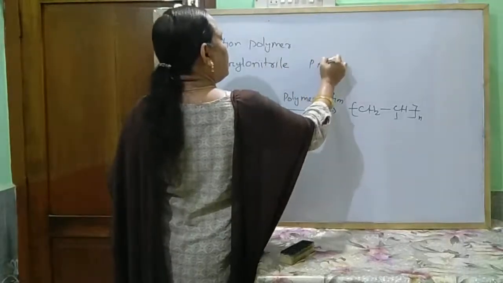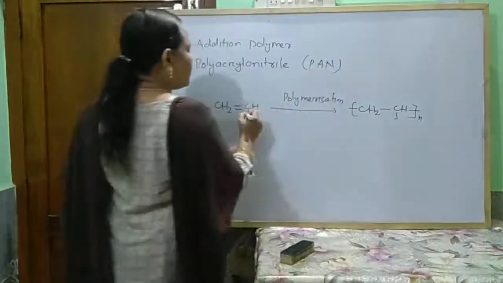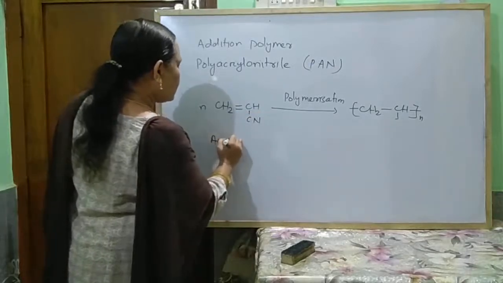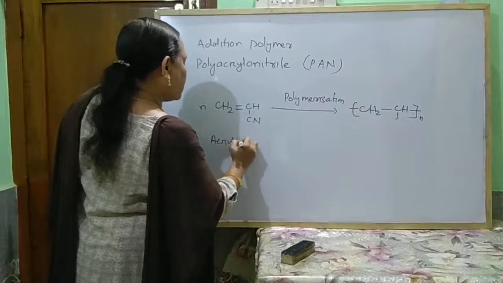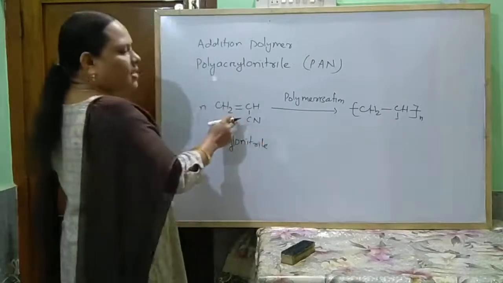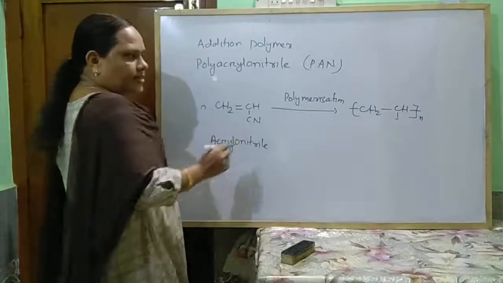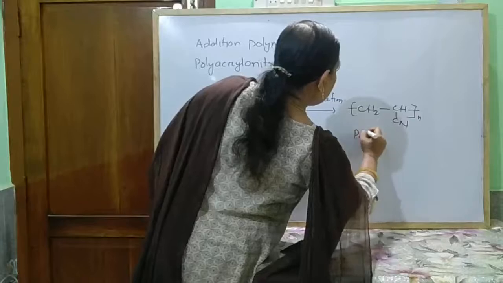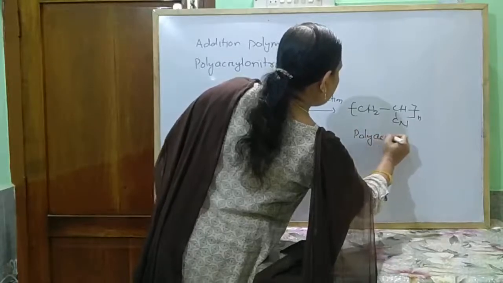Polyacrylonitrile, in short known as PAN. So this is acrylonitrile, or we can say vinyl cyanide. And this is polyacrylonitrile.